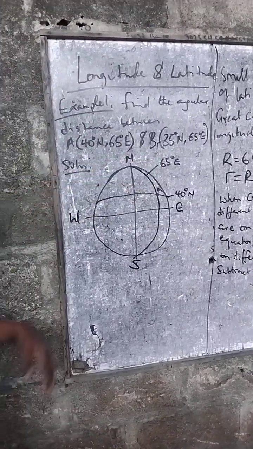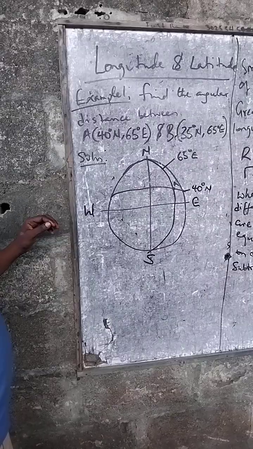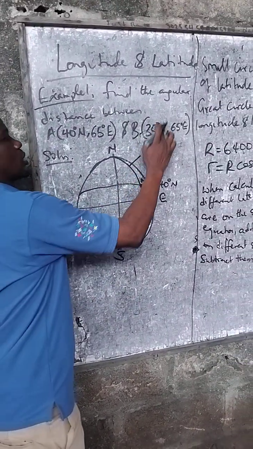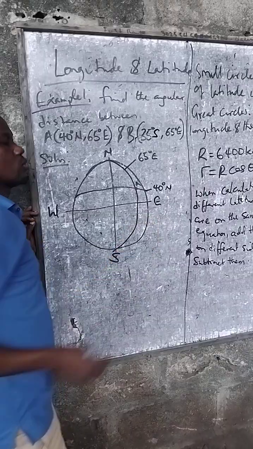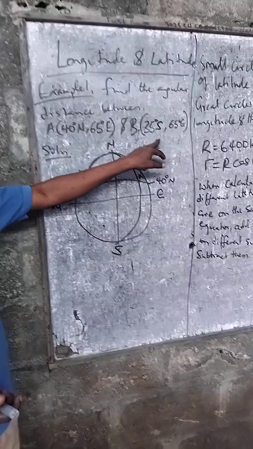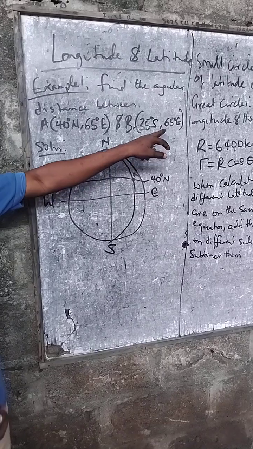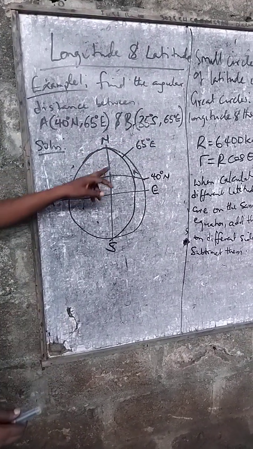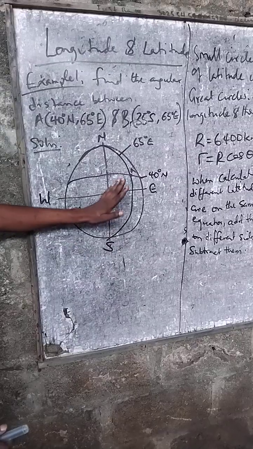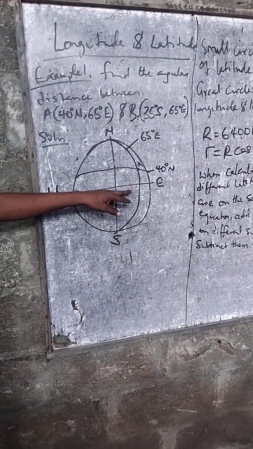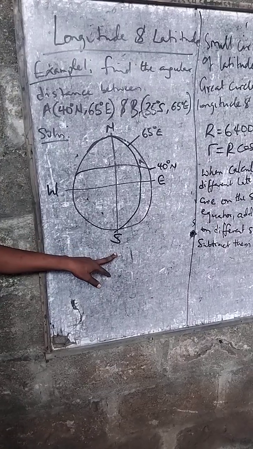Now point B. It's not supposed to be north too. It's supposed to be south. Point B is 35° south of the equator and 65° east. Now we have drawn 65° east. Thank God that one is settled. We now draw 35° south. South starts from the equator towards the south pole.